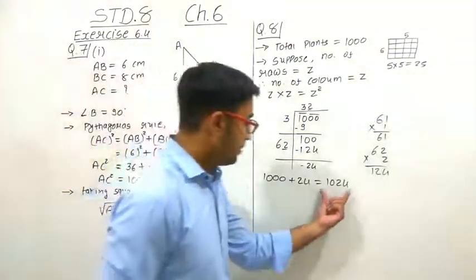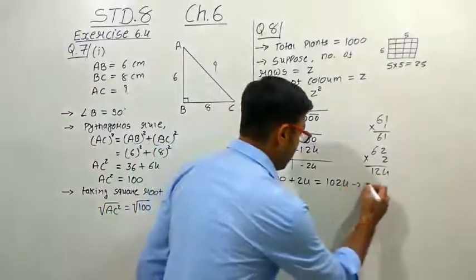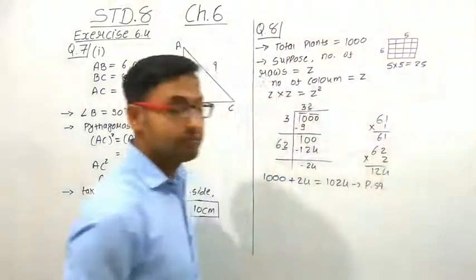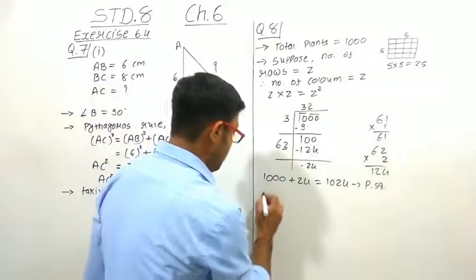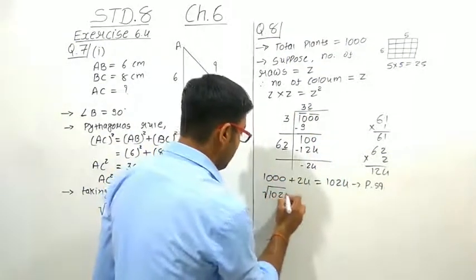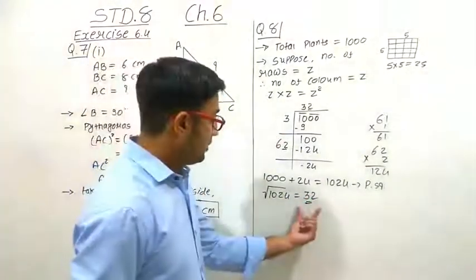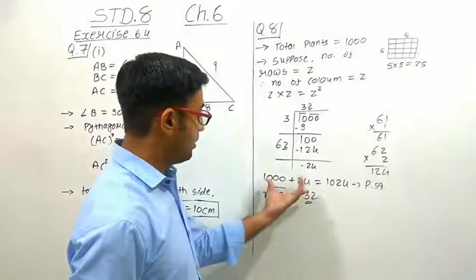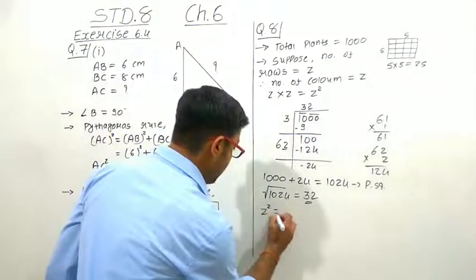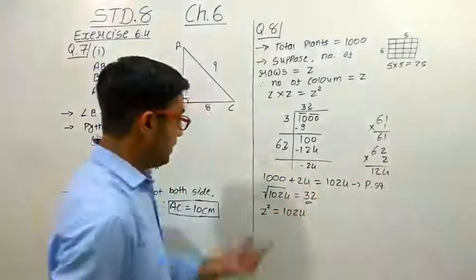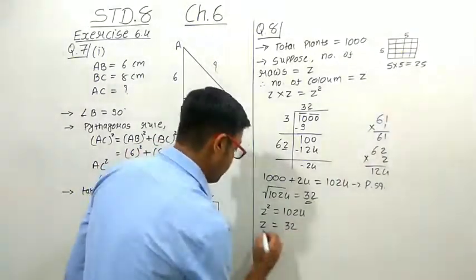Right? How many plants do we get? 1024. And now this number has become a perfect square number. 1024 is a perfect square number. So what is the square root? That is 32. So here we can write down the square root of 1024 is equal to 32. What is this 32? This 32 is the number that we now have to compare with the z square. So we can write z square is equal to 1024, and the square root of this, z, is equal to 32.